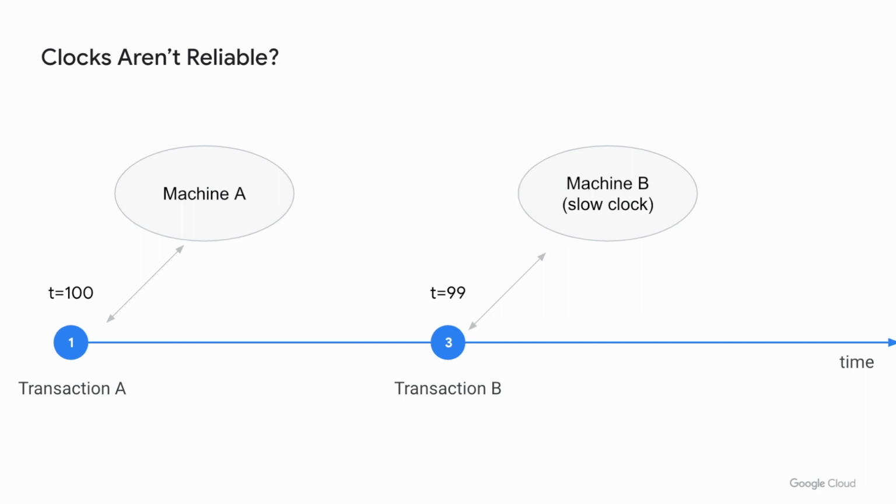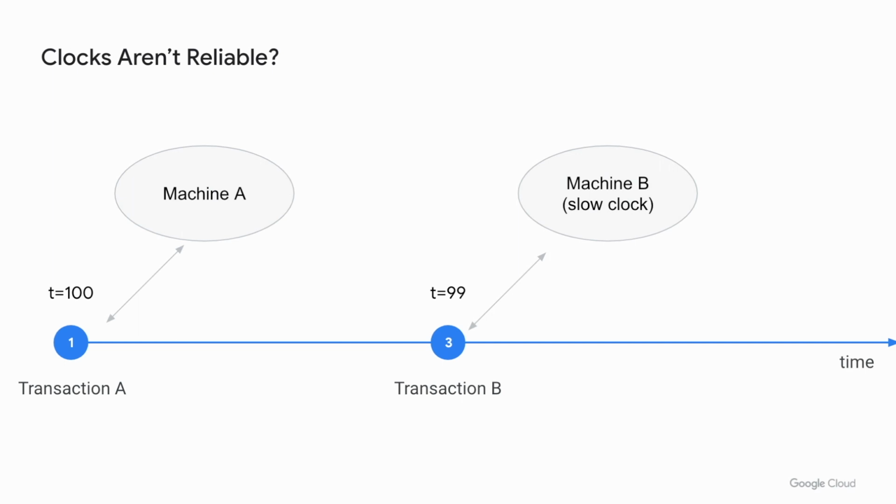Let's say, for example, we have two machines, machine A and machine B. If machine B's clock is slightly slow, what if you commit first to machine A in transaction A? This gets assigned a timestamp of 100. We then go to machine B and commit transaction B. Because machine B's clock is slow, it might assign transaction B a timestamp of 99. This violates our ordering guarantee because even though transaction B started after transaction A finished, going by the commit timestamps, the reverse is actually true. Transaction B comes before transaction A. So that's not going to work.